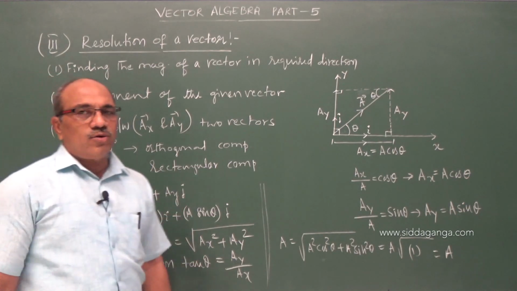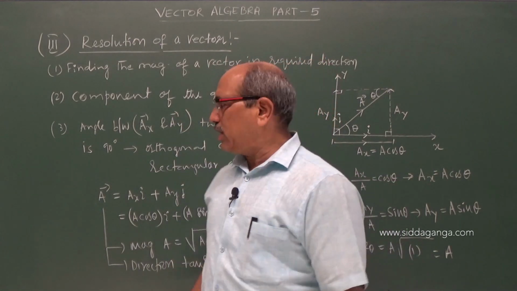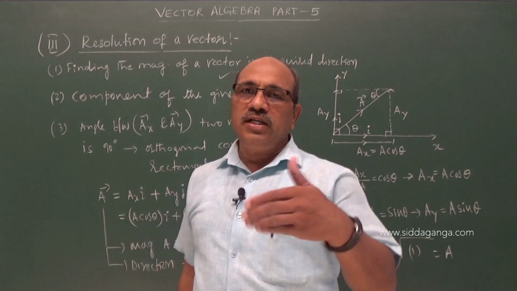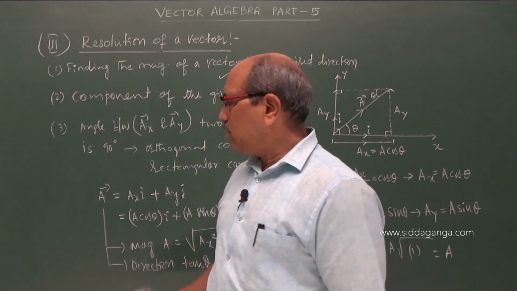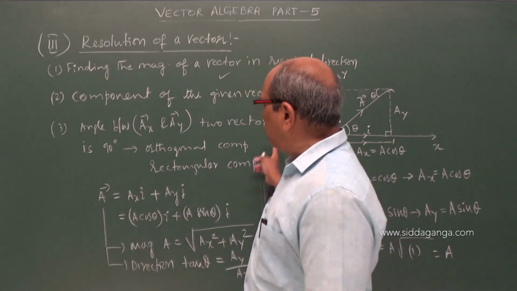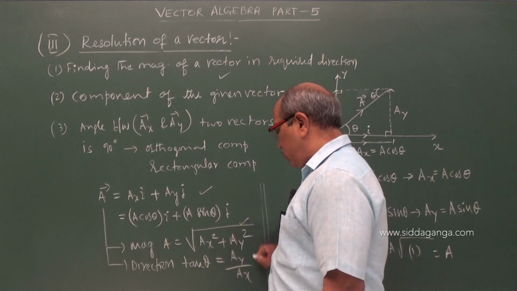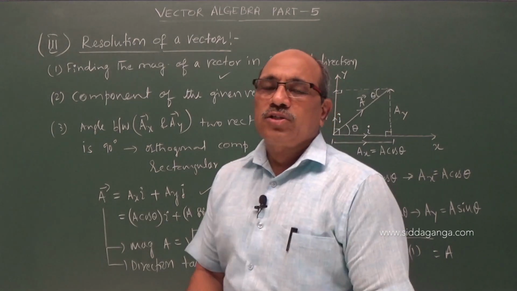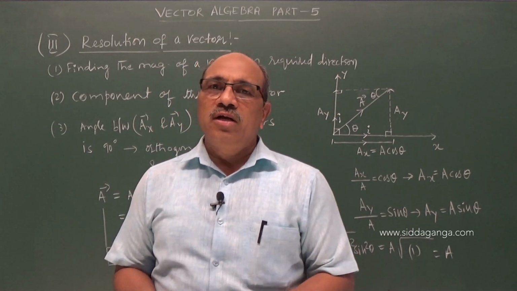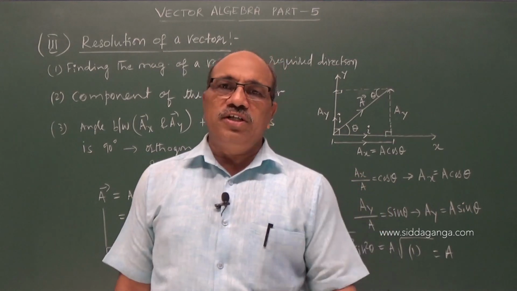So with this I conclude today what is meant by resolution of vectors. We understood finding the component of vectors, finding the effect in any given direction, and if you know the components, how to get the vector and its magnitude and direction. How addition can be done with these resolved components, we will see in the next video. Thank you.